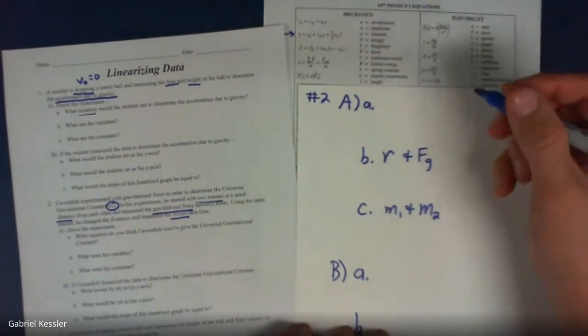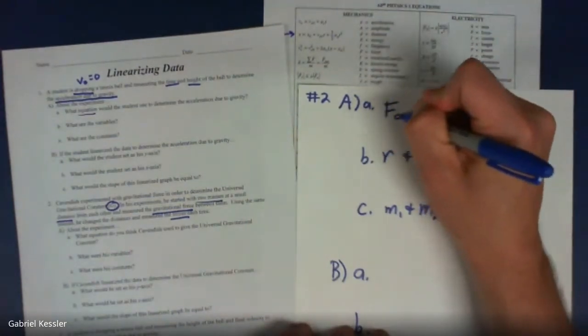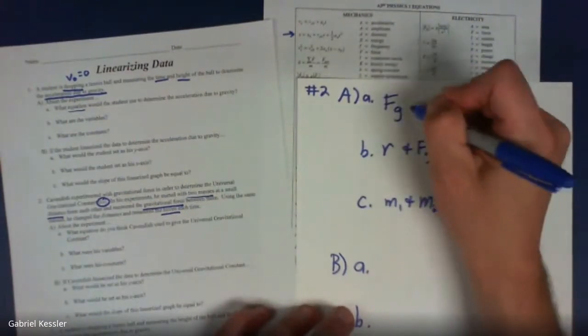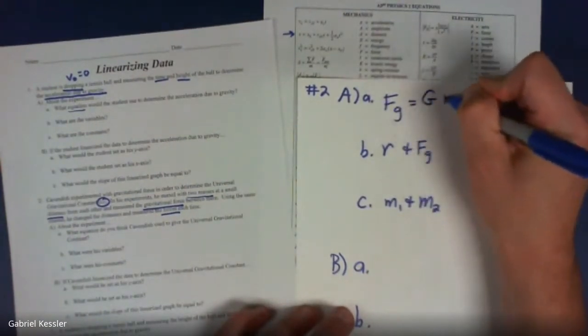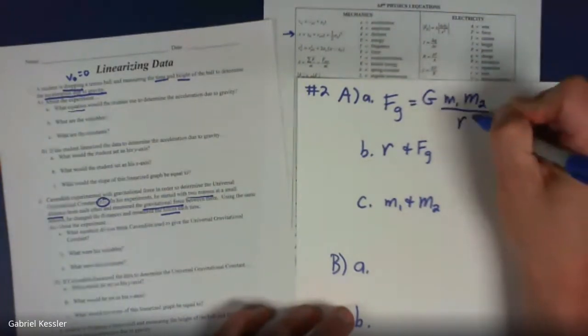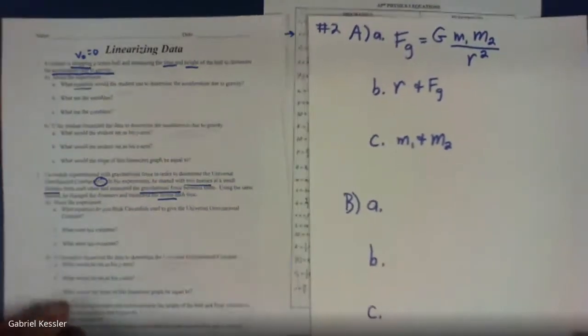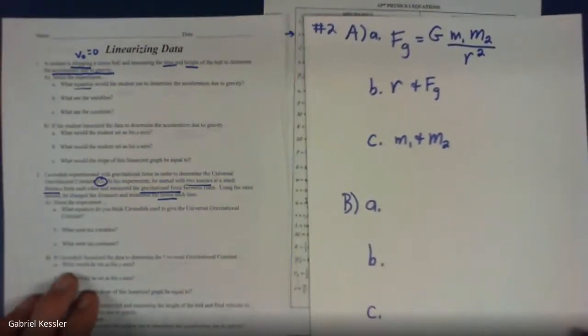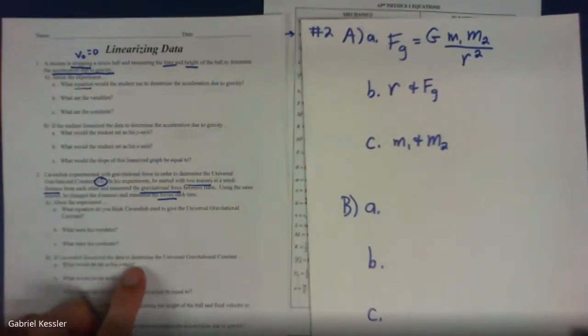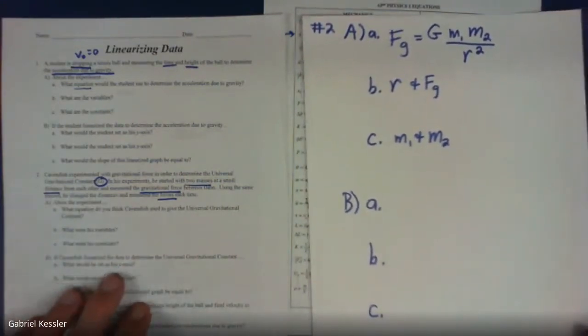So gravitational constant. We use the force of gravity equation, all right? And the reason it's going to be that force of gravity equation and not the bottom one is because we're looking at the force of gravity. So force of gravity is going to be equal to G times mass 1 times mass 2 divided by the distance or radius squared. Okay, so part A, it says Cavendish linearized the data to determine the universal gravity constant. What would the y-axis be?